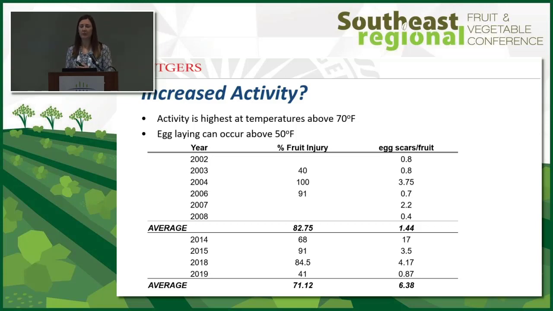I don't know if it's climate. I don't know if it's that we've lost some of our more efficacious materials, and so our populations just overall are higher. But we are seeing increased injury in our peaches by Plum curculio, and our growers are also having increased injury, and they're having to do more sprays.